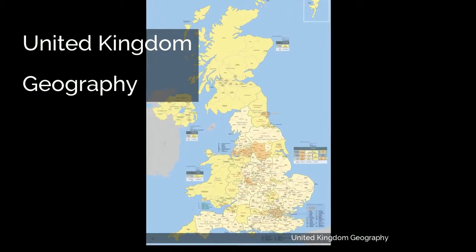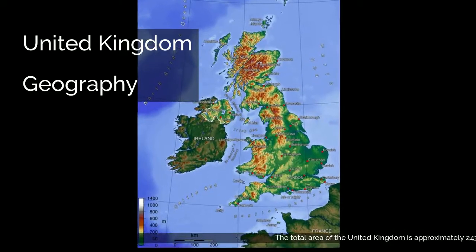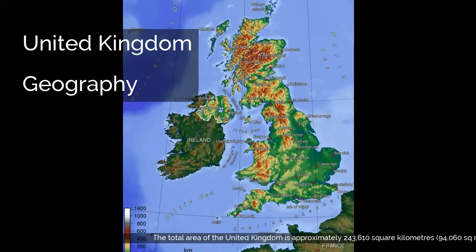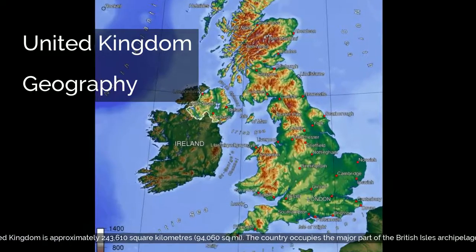United Kingdom geography. The total area of the United Kingdom is approximately 243,610 square kilometers, 94,060 square miles.